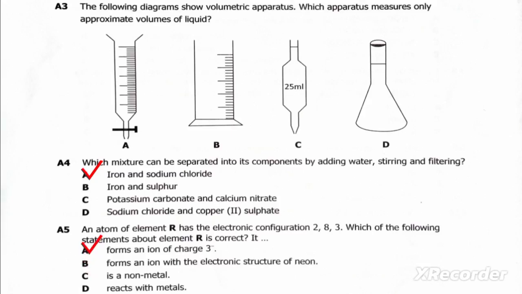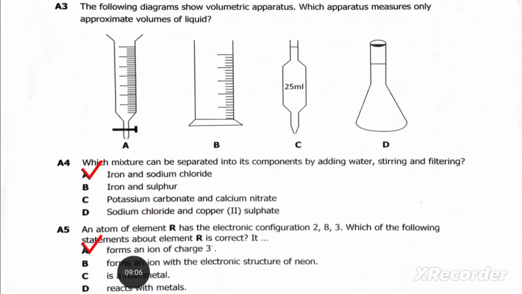So therefore, this one is capable of forming an ion with the electronic structure of neon. Forms an ion with the electron structure of neon. Okay, so this is not our correct answer. I thought this is positive. I have just seen it here. This is negative. So this is not a cation. So this is not our correct answer.